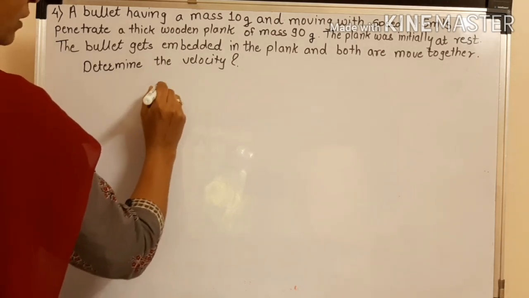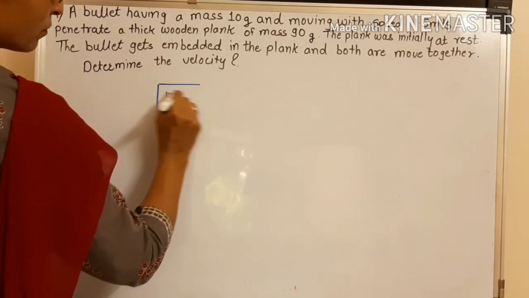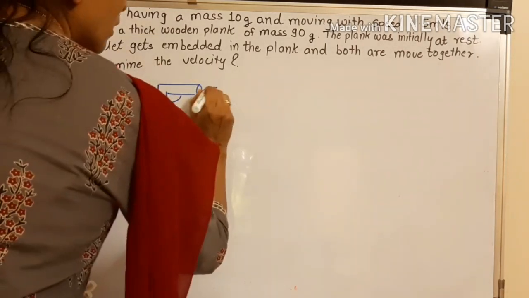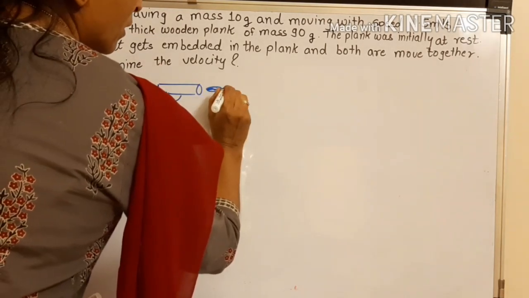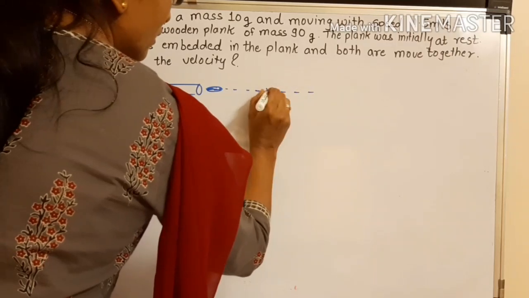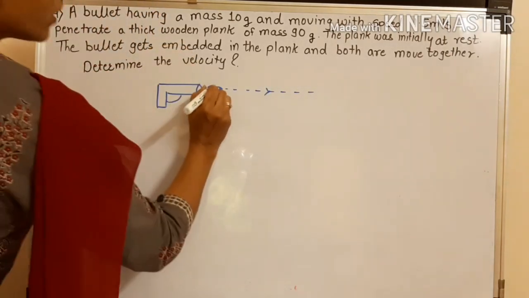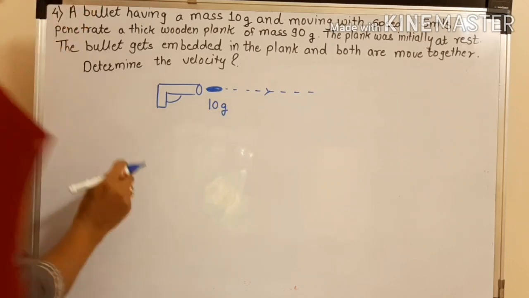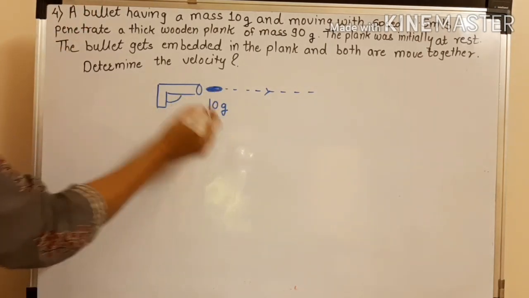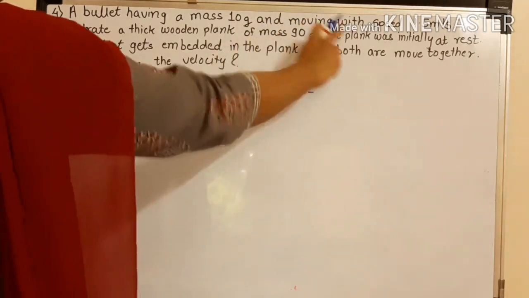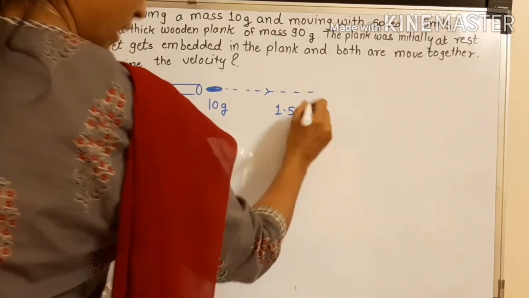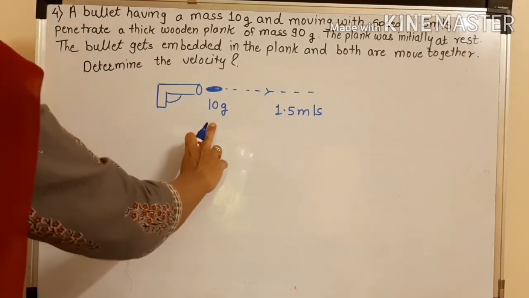Now this is the gun. From that gun, a bullet is fired. This is the bullet. The mass of this bullet is 10 grams. Now the velocity is 1.5 meter per second. This is the speed of this bullet.